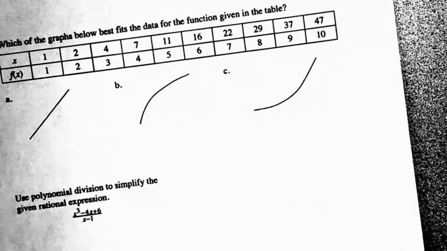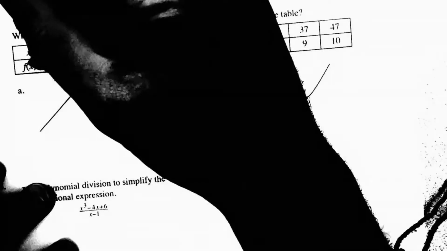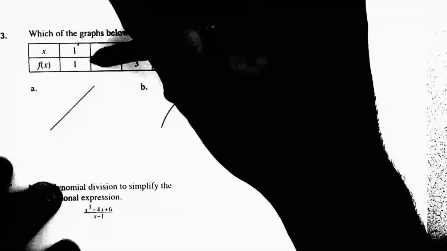Okay, this is page 2 of exercise set 1.3. Number 3, which graph best fits the function given in the table. So this is our x, this is our input, this is our output. As our input is going up, our f of x is increasing. However, it's not a 1-to-1 ratio.